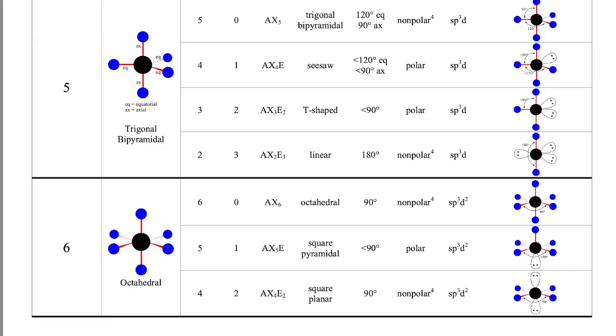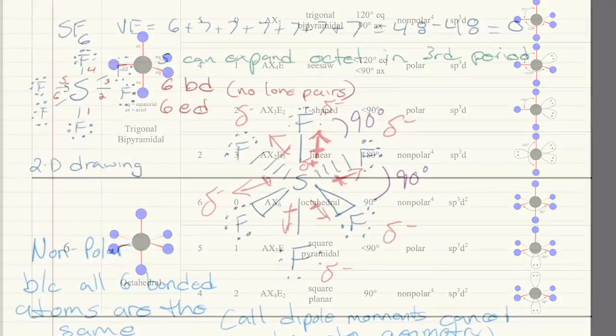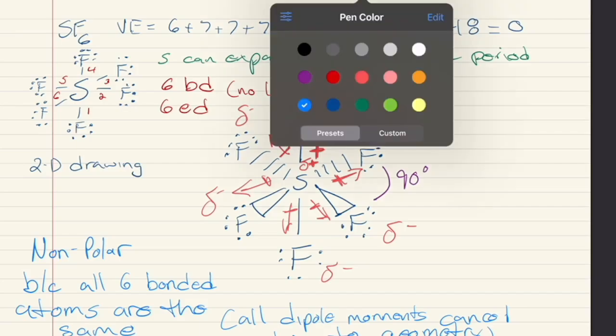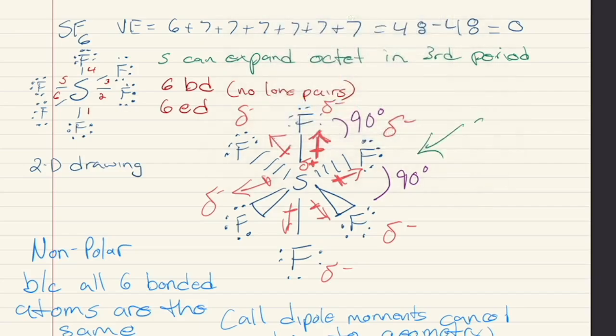I apologize that I did a lot of that without switching the screen. But notice here, this is the correct Lewis structure.